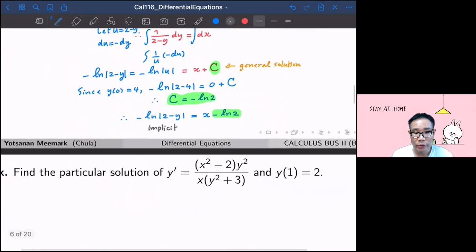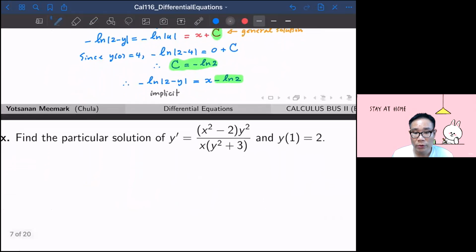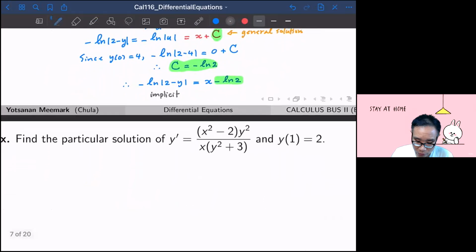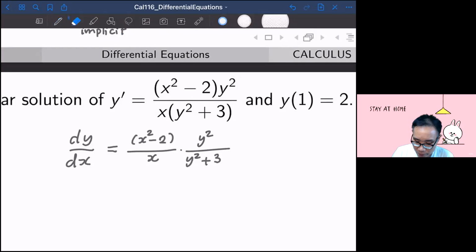So let's continue. You'd like to find the particular solution for y prime equal to x squared minus 2 over x times y squared over y squared plus 3. So this one, if I highlight some color, it would be clearer. So you see that y prime turns out to be dy/dx. And you have the term x squared minus 2. So I'm going to have x squared minus 2 over x times y squared over y squared plus 3.